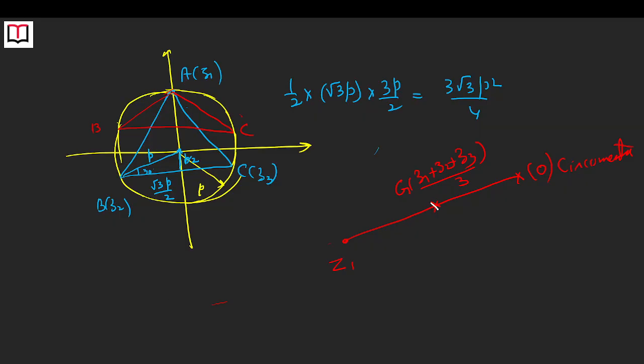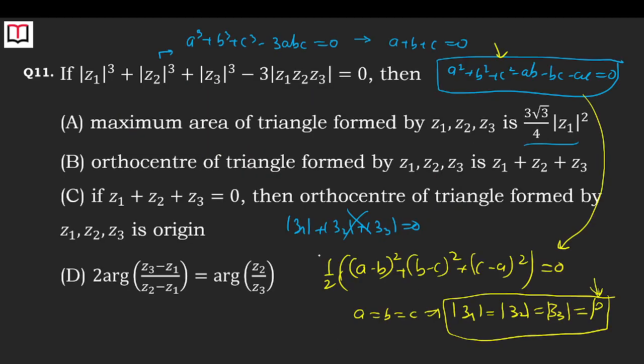Now we know that G divides the line segment joining the orthocenter and the circumcenter in the ratio 2 is to 1. So what does that mean? Applying the section formula, Z1 by 3 is nothing but G, so (Z1 plus Z2 plus Z3) by 3. So the orthocenter is Z1 plus Z2 plus Z3. That's again a correct option. If Z1 plus Z2 plus Z3 is the orthocenter of the triangle formed, of course, that's it.